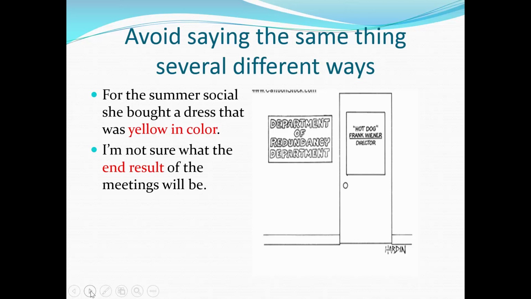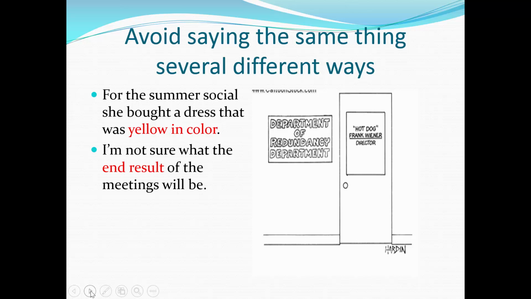This slide deals with an issue, but it is not an issue for everyone. Some students have this issue a lot, and some students have it a little, and some students have it not at all. And that is the issue of saying the same thing in multiple different ways, or saying it in a way that is wordy. If you've ever had a teacher say, you're being a little bit wordy, this slide might apply to you in the next few. So you see that the example there says, for the summer social, she bought a dress that was yellow in color.